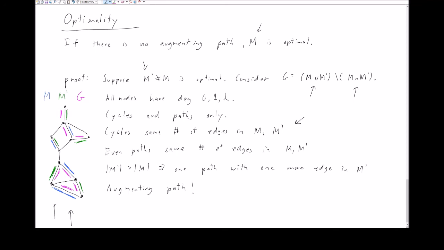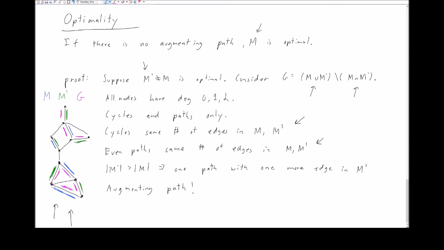We can see that in the example down here. But more generally, a cycle is going to consist of edges that alternate between M and M prime. The same is true of any path of even length. A path of even length has to be constructed of edges that alternate between M and M prime.